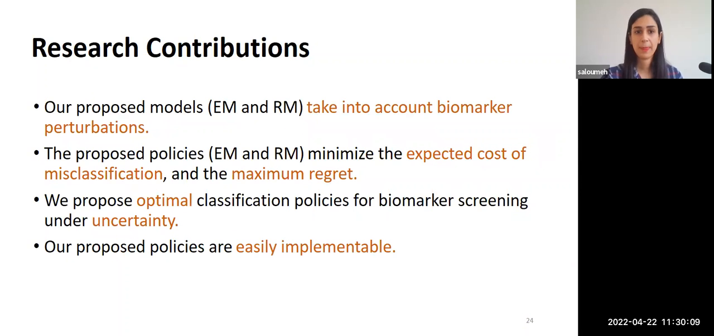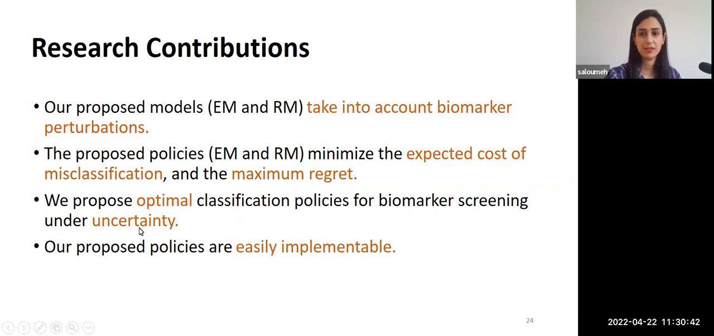So to summarize, our proposed policies, both the expectation-based and the robust policy, minimize the expected misclassification cost and the maximum regret cost. These are the optimal classification policies for the IRT test under uncertainty. They can take into account biomarker perturbations. They can take into account all factors that can influence the biomarker or the IRT value in the CF newborn screening case. And this is really important.